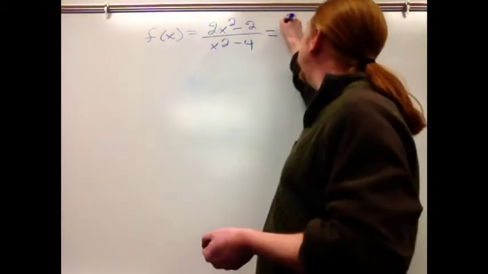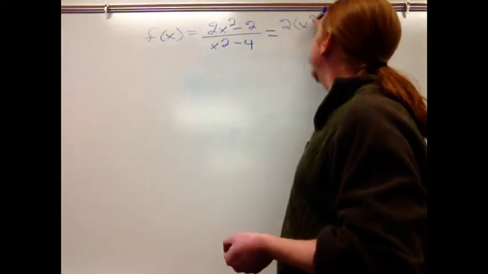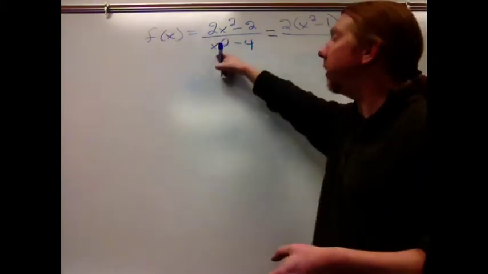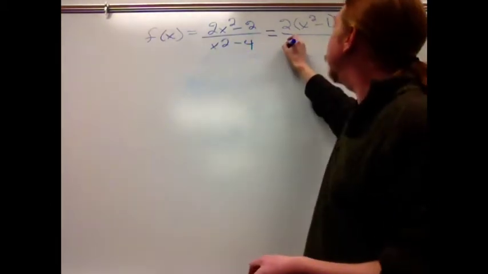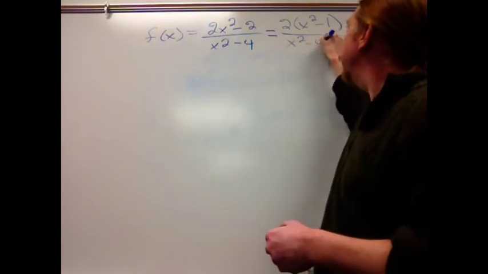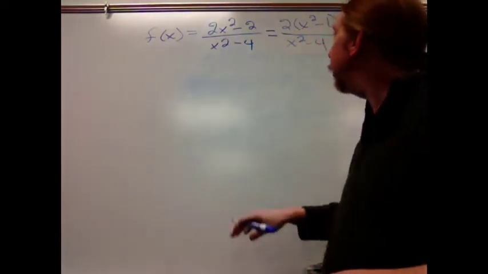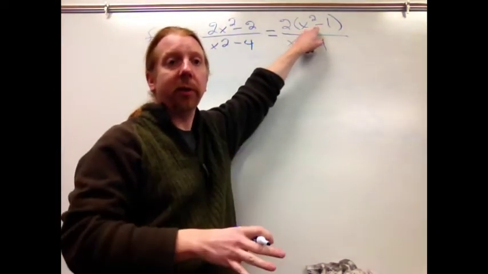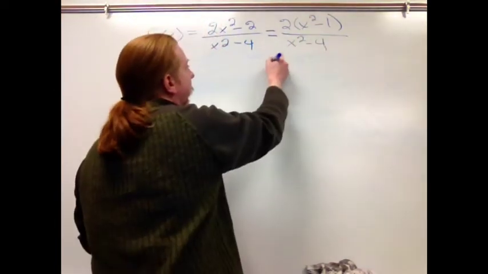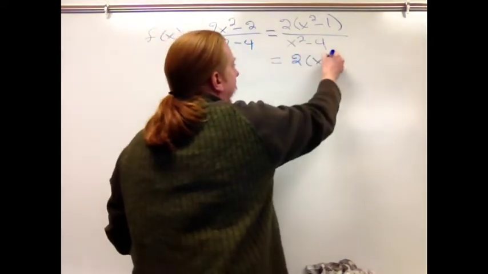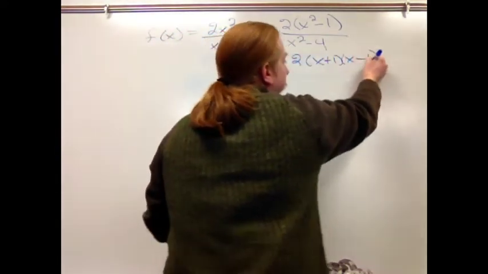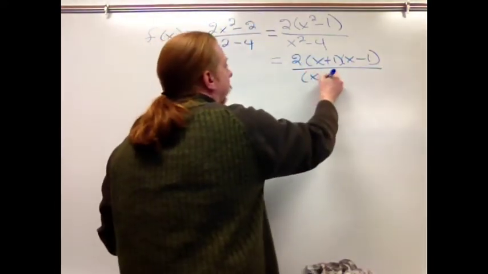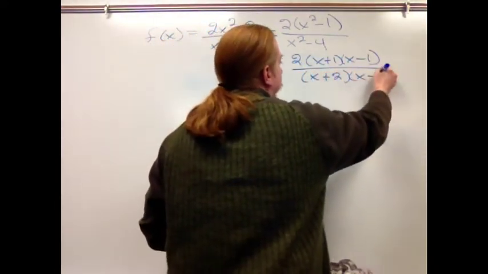I'm going to factor out a 2. It gives me x squared minus 1 all over, and on the bottom, x squared minus 4, I'm just going to leave that as x squared minus 4. Now, I'm going to take that top, and I can see I've got the difference of perfect squares, so I want to factor that further. So this top is going to become 2(x plus 1)(x minus 1), and the denominator is going to become (x plus 2)(x minus 2).